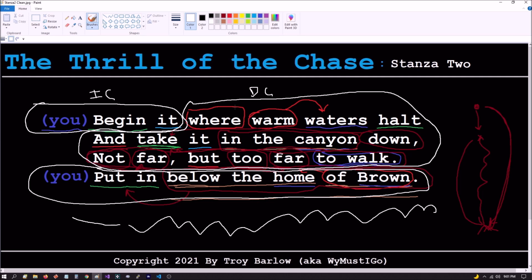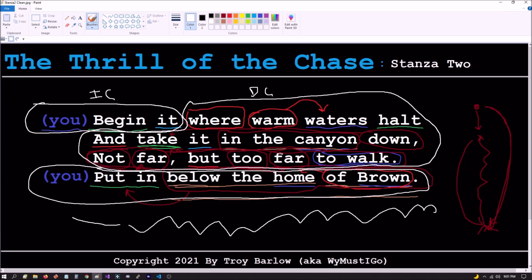But basically, we have begin it where warm waters halt and take it in the canyon down. Not far, but too far to walk. Not far, but too far to walk is telling you how far that it's going to take it. Okay. And then where warm waters halt and take it in the canyon down, the entire thing is telling you where to begin. You know what I mean? So basically, begin it where.